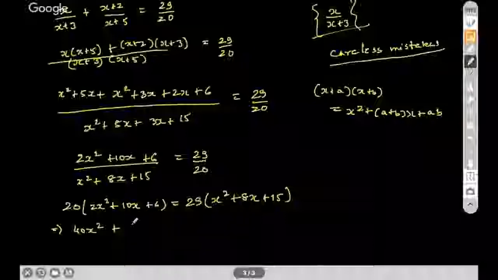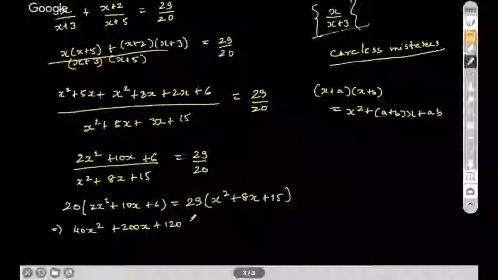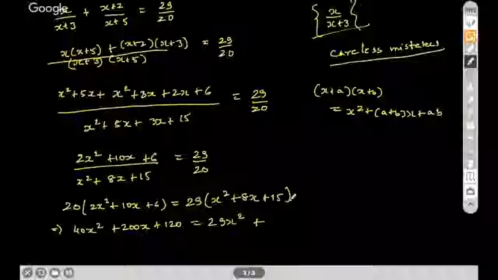Then it is 200x, isn't it? 20 into 2 is 40, so 2200, and then it is 120, and this is 29x squared plus 8 into 29, which is nothing but 8 into 30 minus 8, so this is 232, I believe. So 8 9s are 72, 7 carries 7, 16 plus 7, 232, and there is an x, and 29 into 15 is 30 into 15, which is 450 minus 15, that is 435.